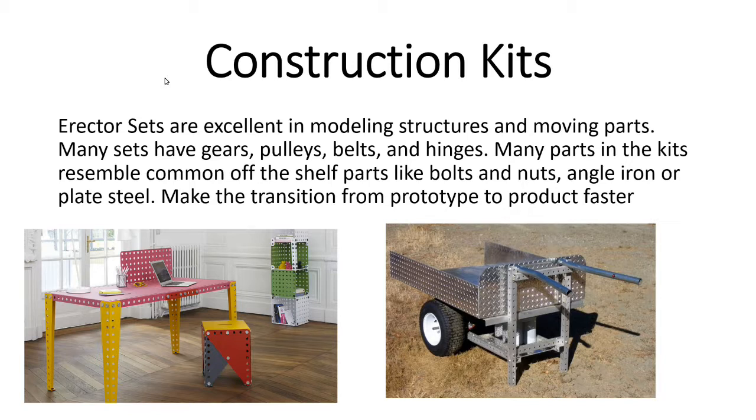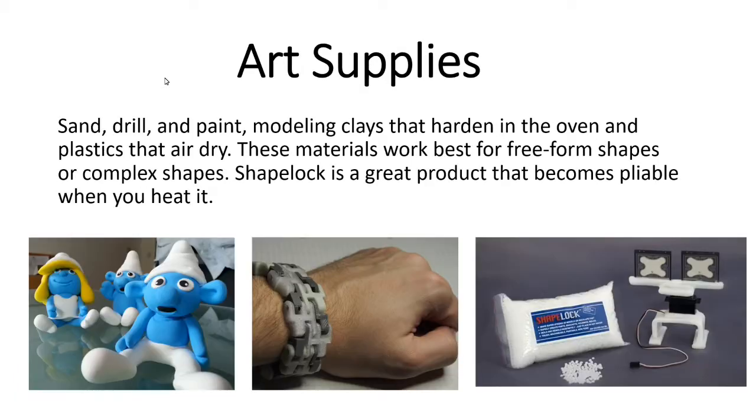Make the transition from prototype to product fast. So if you can get your hands on some construction kits, that's a great way to prototype. Art supplies are great because you can sand, drill, and paint modeling clay that hardens in the oven and plastics that dry in the air. These materials work best for free-forming shapes or complex shapes. Shape Lock, as I discussed earlier, is a great product that becomes pliable when you heat it.